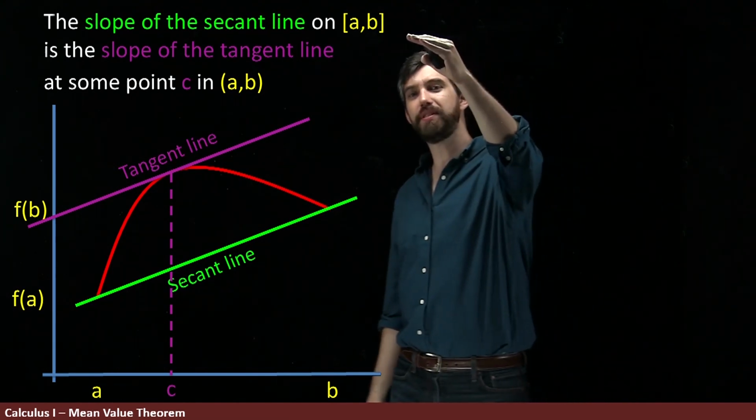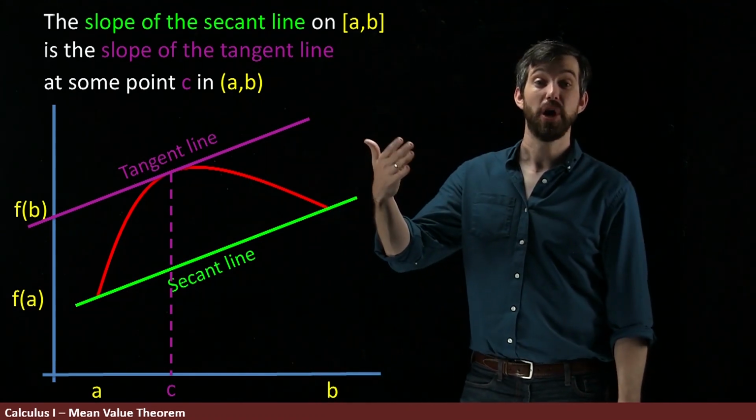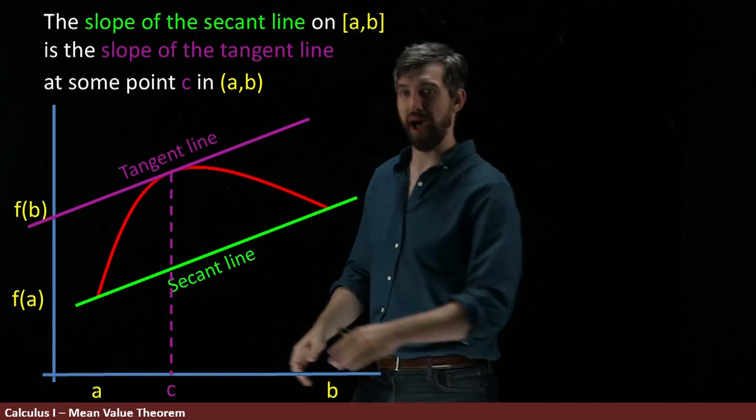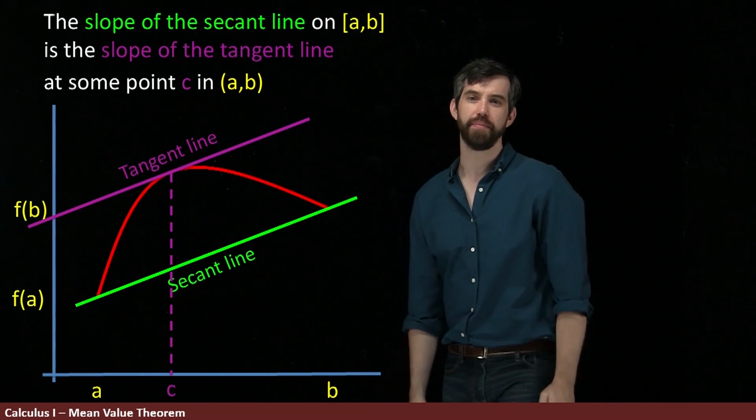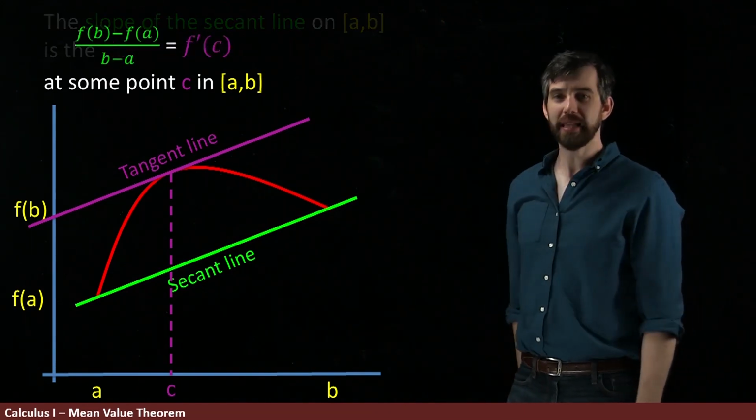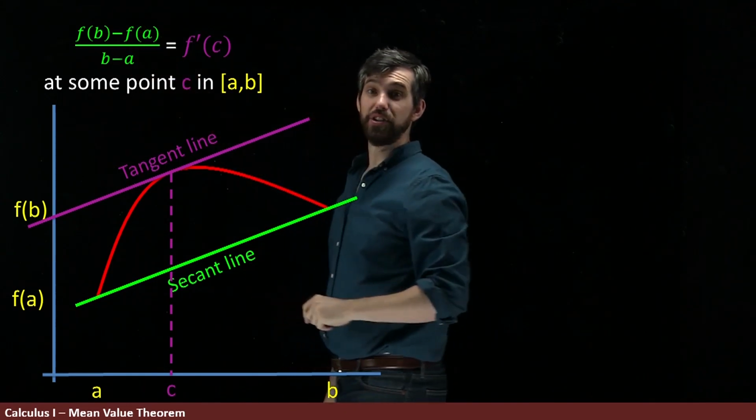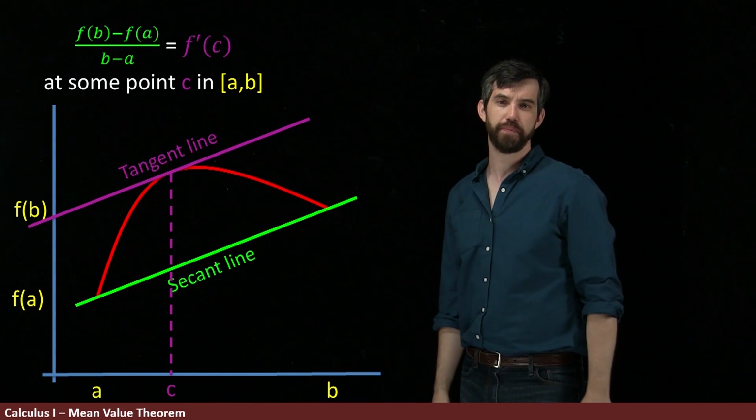And then what about the slope of the secant line? Well, I have an ability to do a rise over a run here. It's f of b minus f of a. That's going to be my rise, my change over here. And then I can divide it by my run between my a and my b. So I'm going to claim that the slope of the secant line, the rise over the run here, is just the same thing as the slope of the tangent line, the derivative at c.